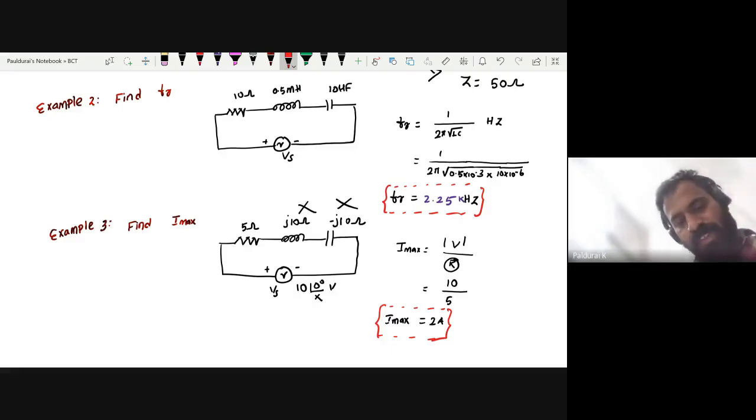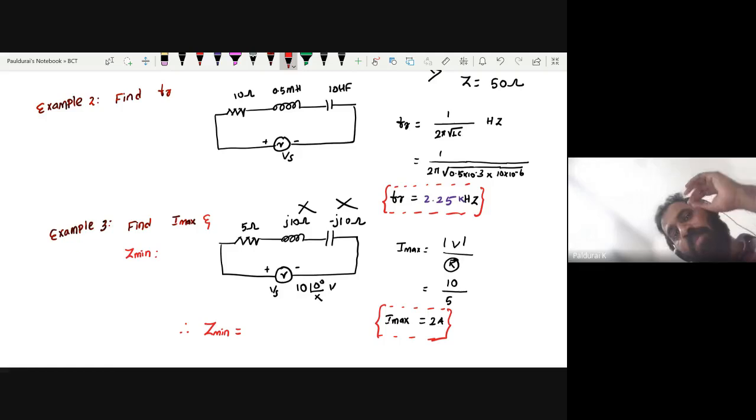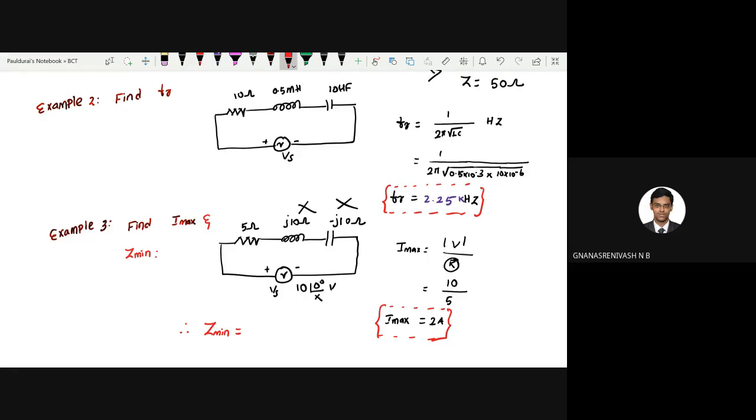Can you find a minimum impedance for this circuit? Z min. Minimum impedance, anyone? When will minimum impedance occur? At resonance. At resonance, the minimum is given by 5 ohms.